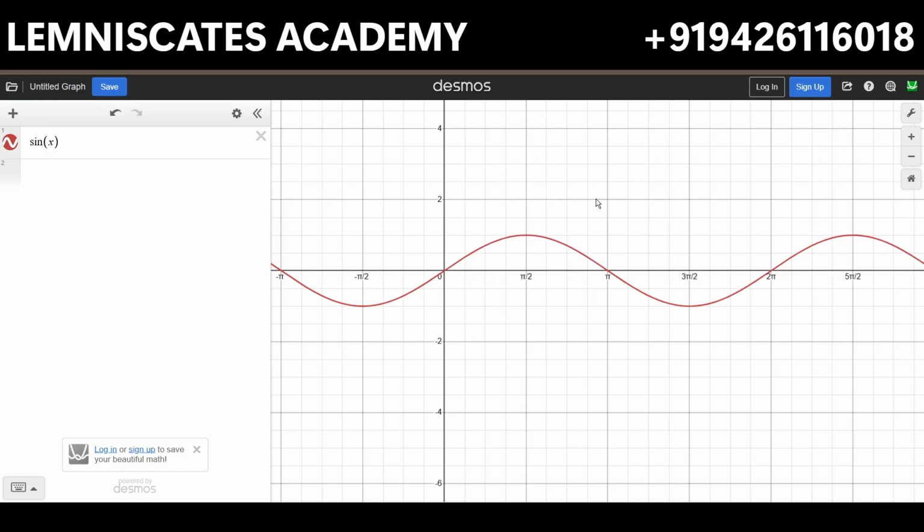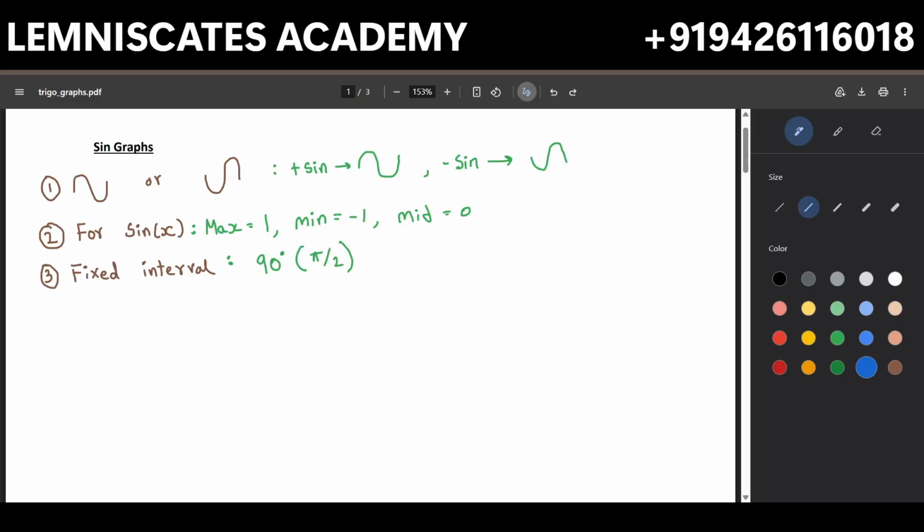Okay. And why am I showing all this to you? So that when you're practicing the trigonometry graphs by yourself, you know how to change the settings so that the graph looks similar to what I'm going to teach you in your trigonometric graphs over here.